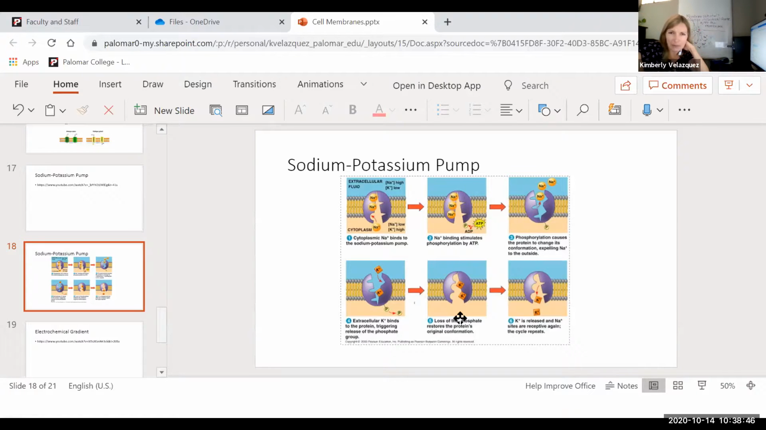Remember that the test is multiple choice, so you don't have to explain this to me, you just have to know what happens. So if you have questions about that, be sure to ask, because there's at least one question on the test about the sodium potassium pump, maybe even 2. And it will be multiple choice.